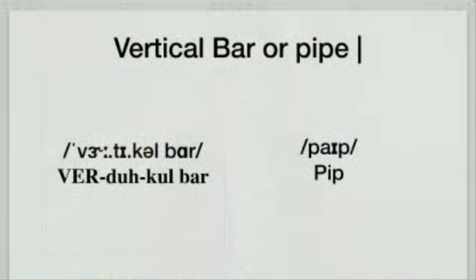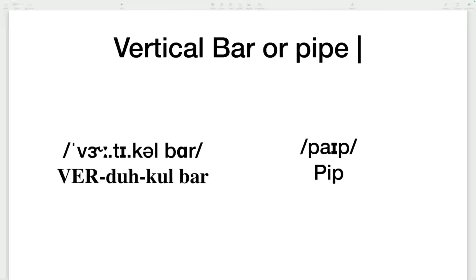To do that, we're just going to move our mouth for that I in pipe. So we see a vertical bar or a pipe in a lot of YouTube channels.